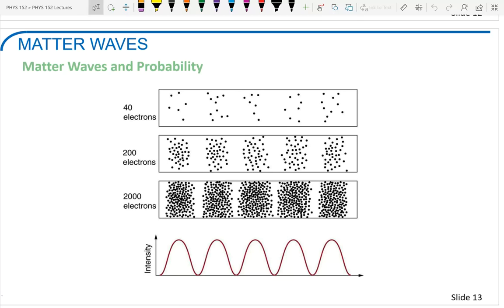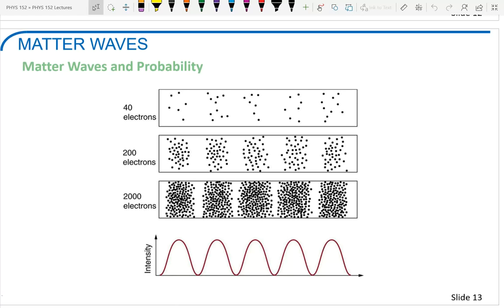You get to 2,000 electrons, and you're like, well, yeah, that's exactly fitting the intensity that you would expect if I was sending light waves through with a wavelength equal to the de Broglie wavelength. So yet another experiment. All of these experiments, by the way, were diffraction experiments, but testing in a different way, showing that the electrons are behaving as waves.